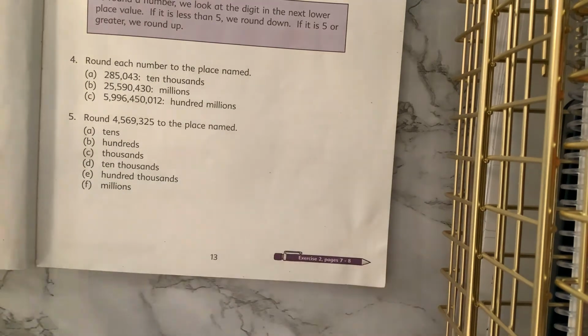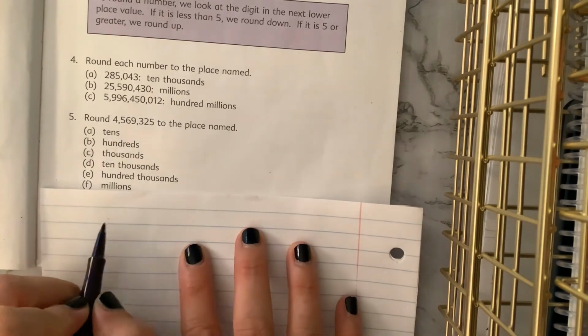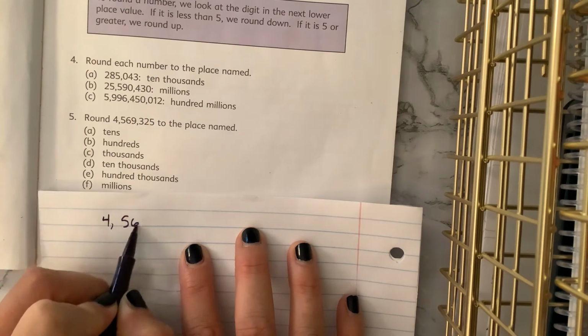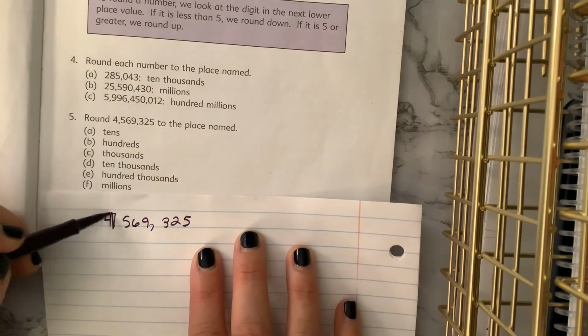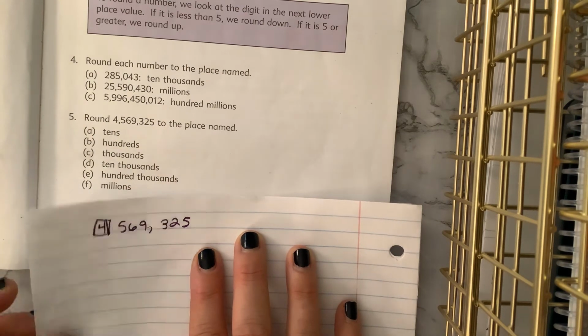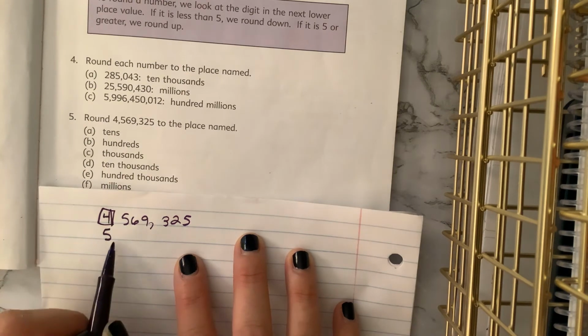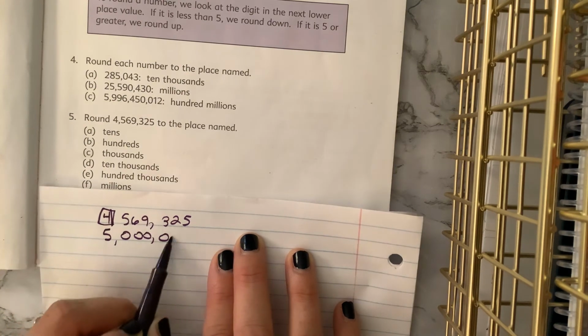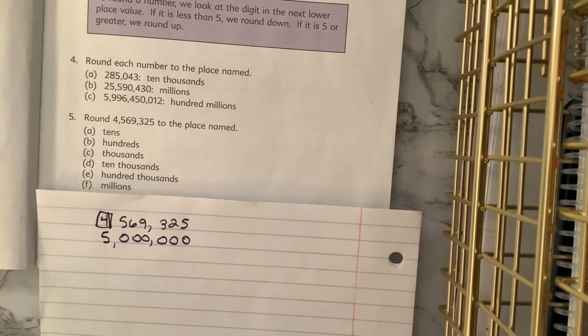And we've got one more. Again, we're starting with the same number, but we're rounding to the millions place. Look to the digit to the right. 5 or more, add one more. So our 4 becomes a 5. Everything to the right becomes a 0, and there is nothing to the left.